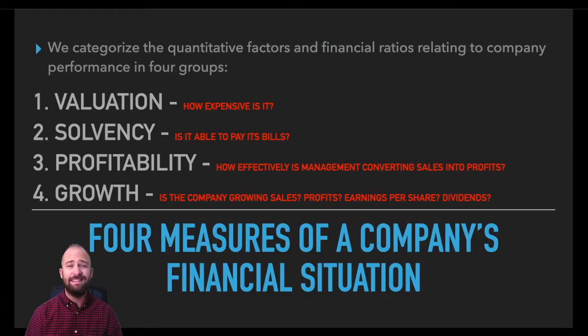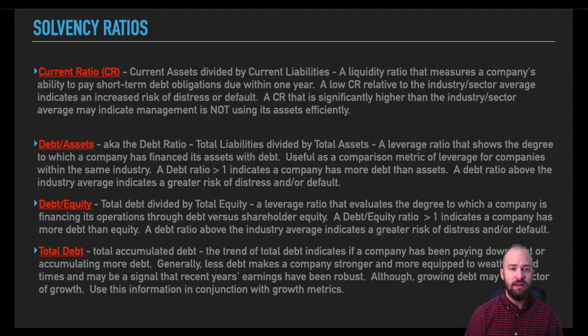So again, there are a ton of different financial ratios out there, each of which gives us a different glimpse into company performance. The specific ratios we're going to be talking about today are all related to solvency. We're going to talk about the current ratio, the debt to assets and debt to equity ratios, as well as a company's total debt, and what these ratios tell us about a company's financial condition.